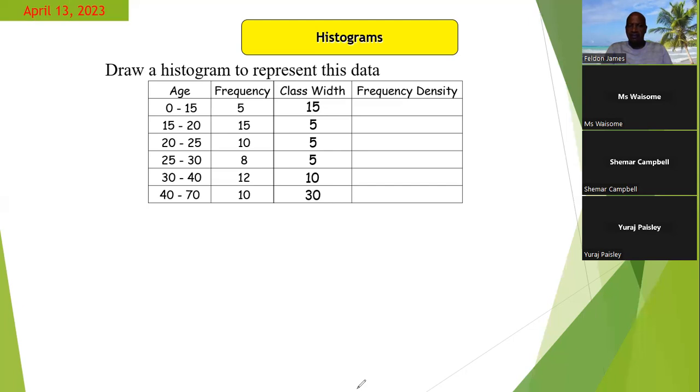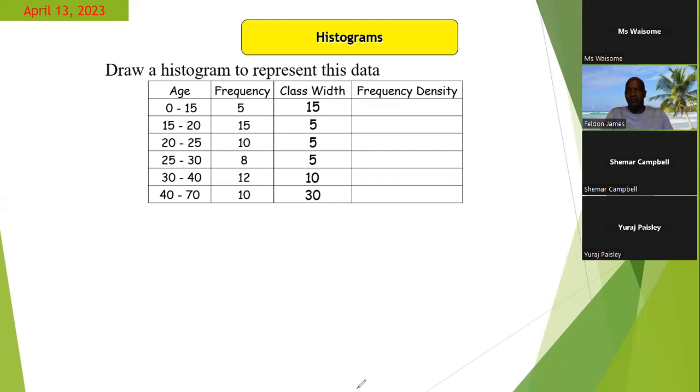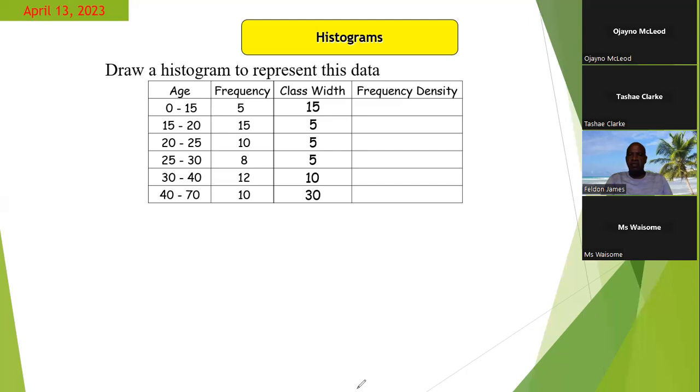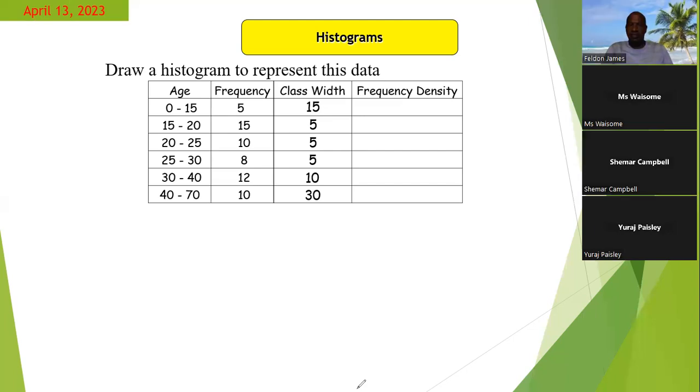Is that clear, guys? Raise your hand if it is clear. All right, so we know from this, if we have these kind of values, we could simplify the class width using that means. Now, remember now the frequency density. How do we get the frequency density again?